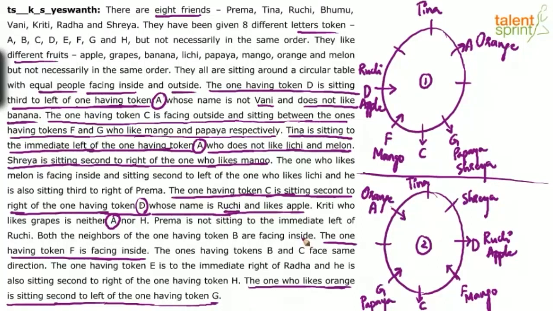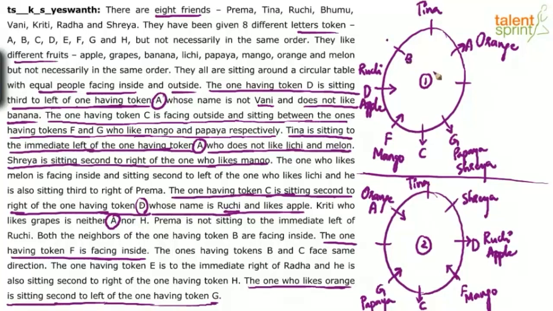What do we know? Both the neighbors of B are facing inside. Try this out. If you start from this position, we are trying to fix the position of B. B cannot come here. Already F is there. Can B come here? Possible, because if B comes here, both the neighbors should face inside. Already this neighbor is facing inside, and we can say this neighbor also faces inside. So this is a possible position of B.